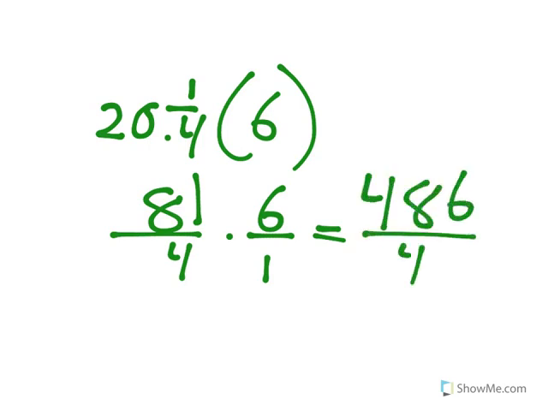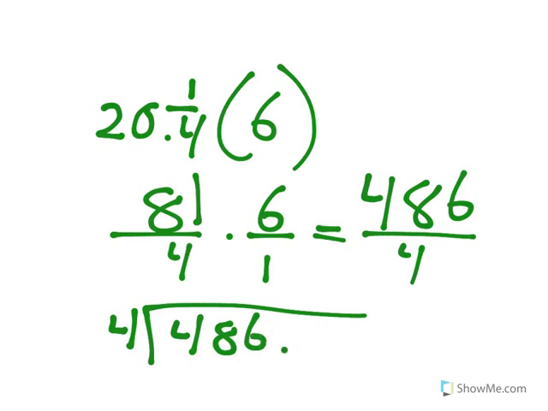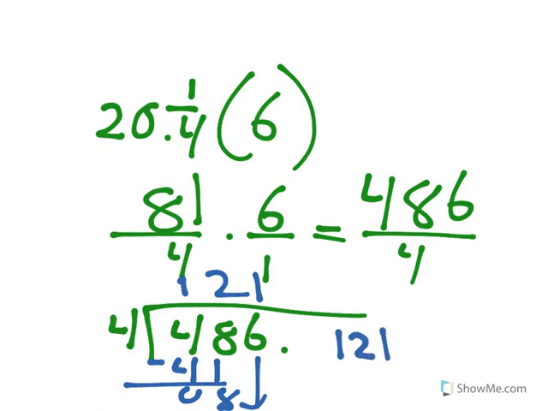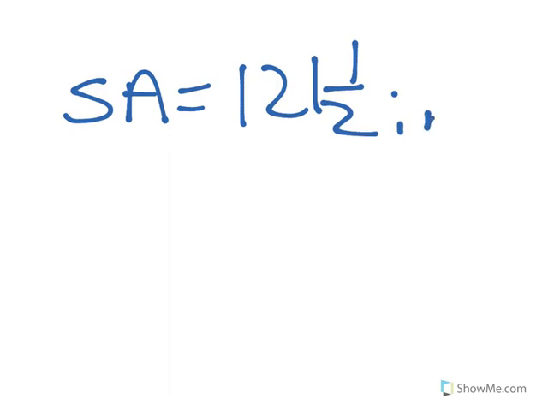So I get 486 divided by 4. Again, I'm going to put it in my division box. I want to go that far. Does 4 go into 4? The answer is yes, one time. Does 4 go into 8? Yes, 2 times. I'm going to do the work right there. Bring down the 6. Does 4 go into 6? Yes, 1 time with 2 left over. So it's going to be 121. And then I have 2/4. And that 2/4 can be simplified to 121.5. So for that work right there, I have the surface area equals 121.5 inches squared.